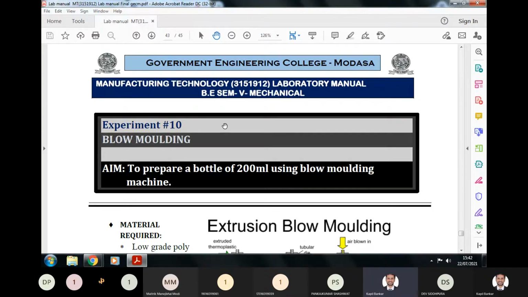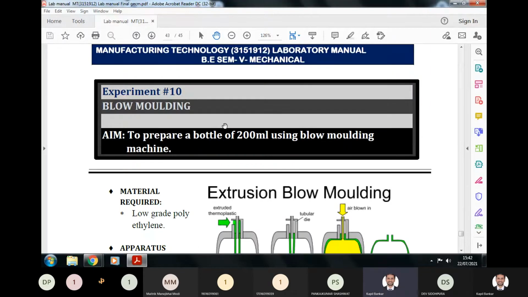In manufacturing laboratory, in previous lectures, we had seen the two practicals. So already two practicals have been completed up till now. Write down all these practicals in your file page, with the zero practical also. Now today I'm going to focus on experiment number 10, the last practical.